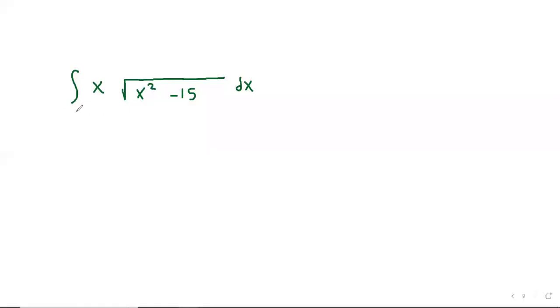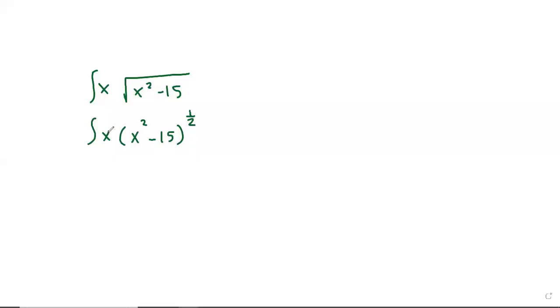Here in this example, we have the integration. We want to find the integration of x multiplied by the square root of x squared minus 15. So we can tidy it up. It's x multiplied by x power of 2 minus 15, all raised to the power of half. So here we have the function.